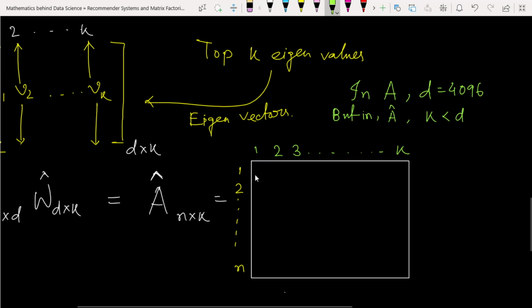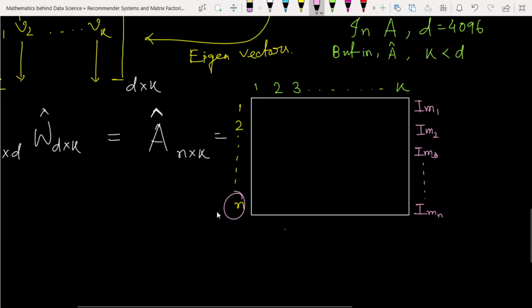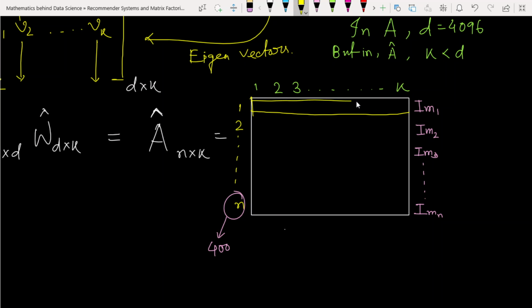We can easily reduce it. Always remember, this column is responsible for image 1, this one for image 2, this one for image 3, and so on up to image n. So what is n here? n is 400. We have taken 400 images here. So n is equal to 400. Each row vector is responsible for the matrix representation of each image.